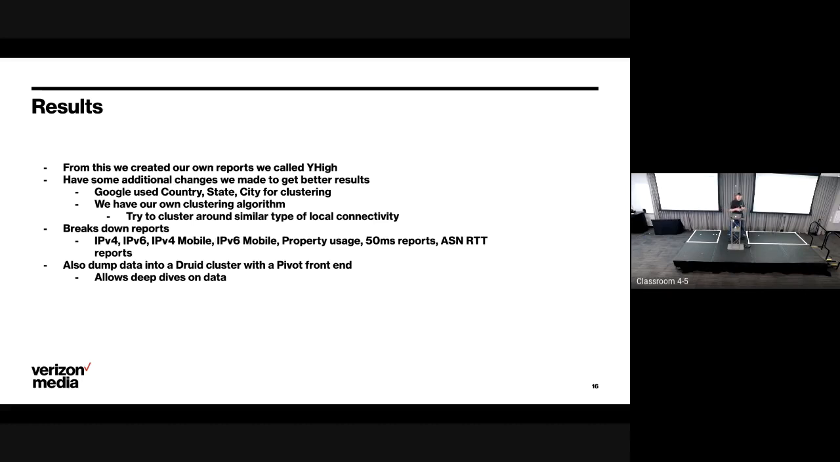Once we had these together, we created reports broken down by IPv4, IPv6, and mobile reports. We can look at property usage. We have a 50 millisecond report, so now we know certain areas. If we see clients that are above 50 milliseconds, we can start reporting on that, and then target some of the worst RTTs and the worst clients that we see out there. We also correlate with ASNs, looking at what we are seeing for different ASNs.